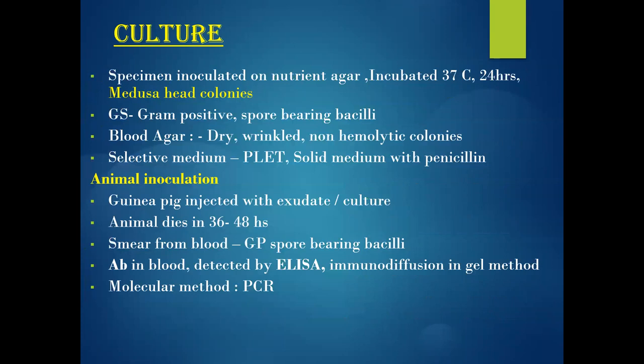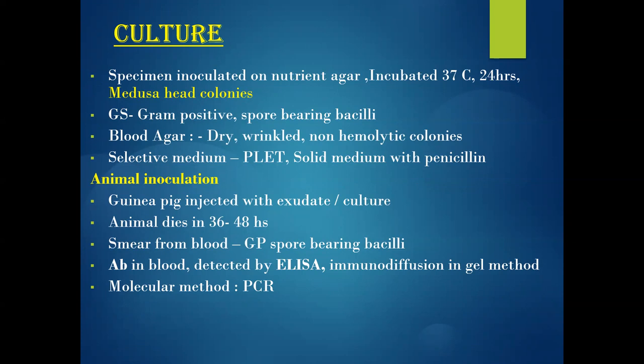Culture. The specimen is inoculated on nutrient agar, incubated at 37 degrees Celsius for 24 hours, and it shows Medusa head colonies. Gram staining shows gram-positive spore-bearing bacilli. On blood agar, there are dry, wrinkled, non-hemolytic colonies, and in selective medium, PLET medium with penicillin. Animal inoculation can be done with a guinea pig.